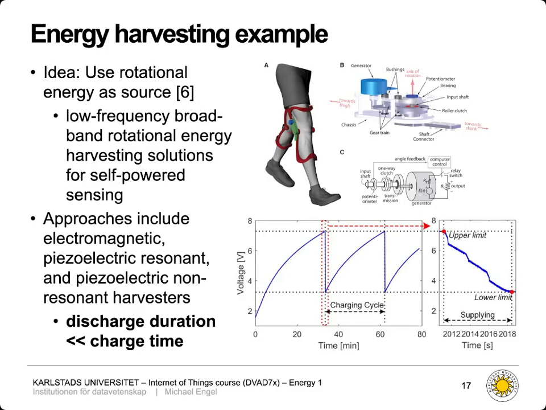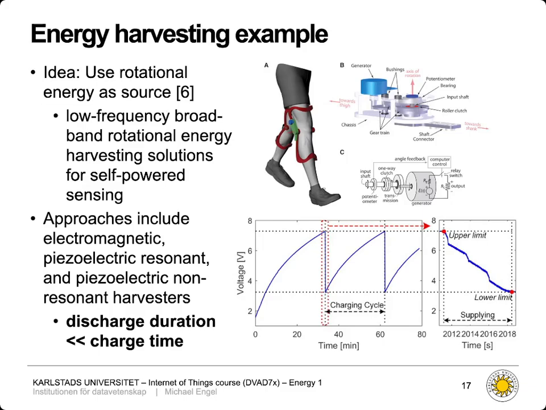So here's another example of energy harvesting, and this is from a PhD thesis from Imperial College London. The idea was to use rotational energy as a source. This is nothing new. That's something that's already used in mechanical watches and so on. Here we use low-frequency broadband rotational energy harvesting for a self-powered sensing solution in medical applications. This includes an electromagnetic, a piezoelectric resonant, and a piezoelectric non-resonant energy harvester. So we're combining a lot of the technologies we've seen before here.